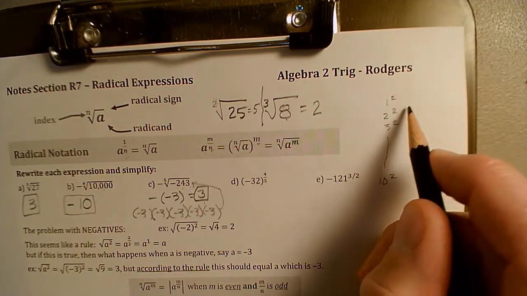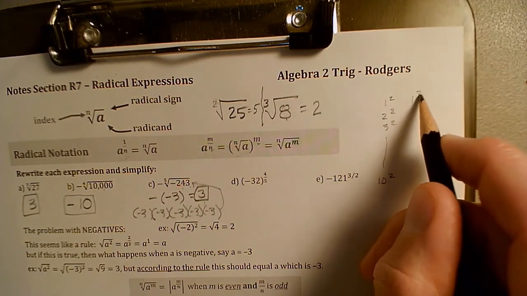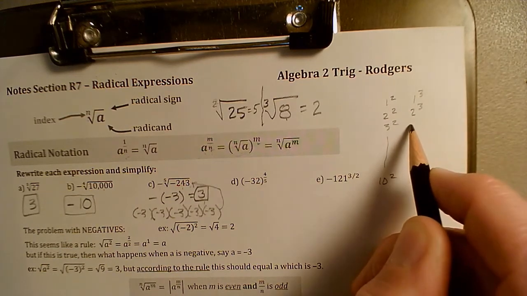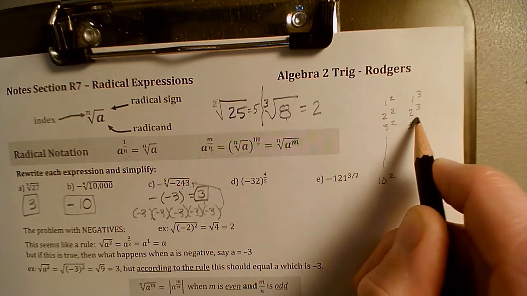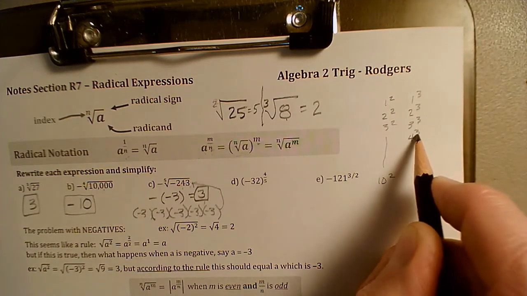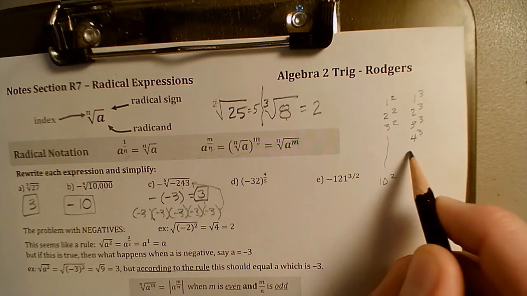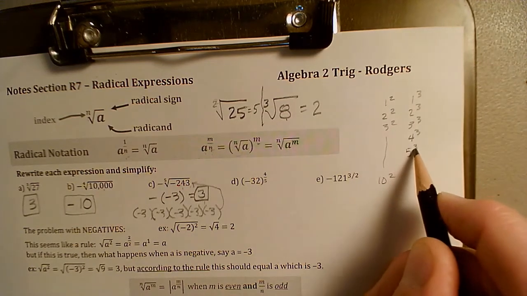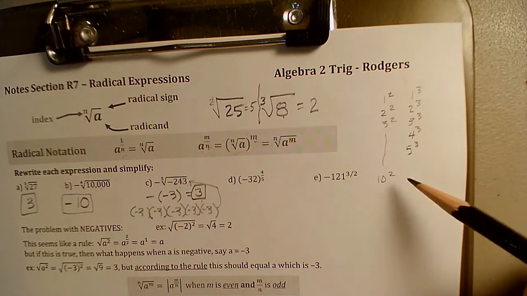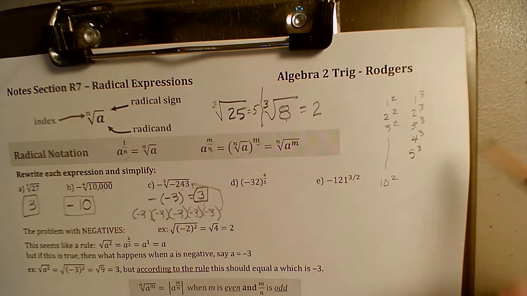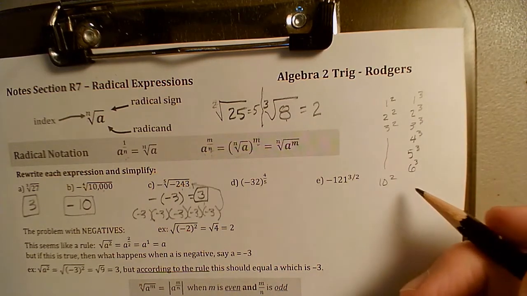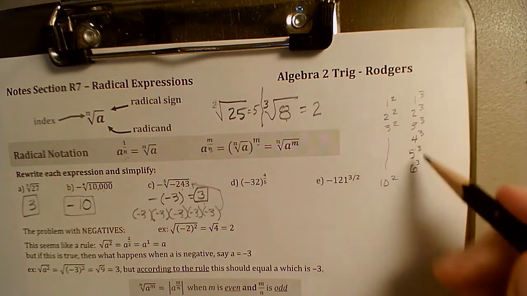Now, when we go to cubes, 1 cubed, of course, is 1. 2 cubed is 8. And 3 cubed, you should know that, 27. 4 cubed, 64, and 5 cubed is 125. So you should know those. Maybe even 6 cubed, we'll use that sometimes. 6 cubed is 216. So you should probably know those.